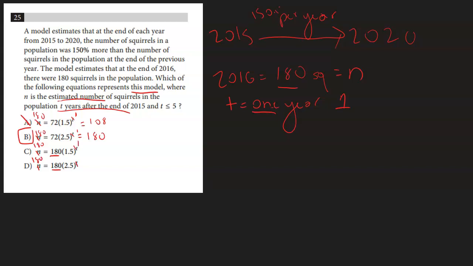And put 1 for this. But we know these are all wrong because it's 180 times a number. Maybe if this was 0, then it would be correct, but it's not. So we just know these are wrong by looking at them. So we're left with answer B.